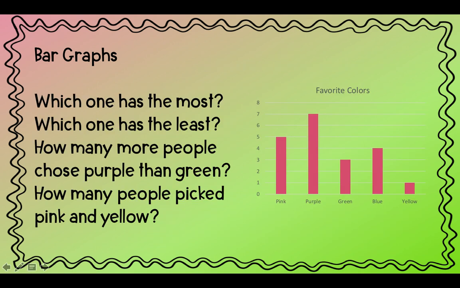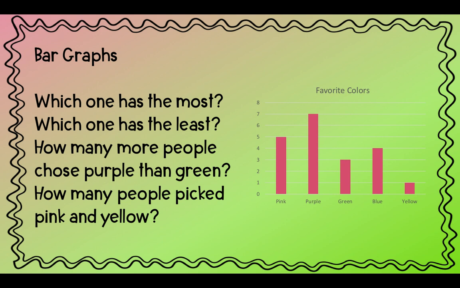We can answer all the same questions we answered with pictographs with bar graphs as well. So take a look at the bar graph. Which color has the most? I think it's purple because the purple bar goes the highest. It goes all the way up to 7, and none of the other answers go that high.